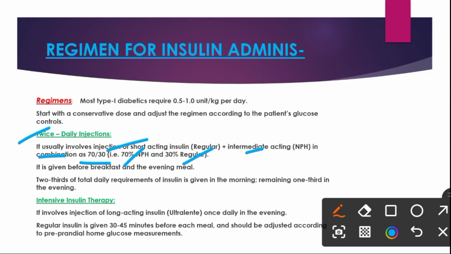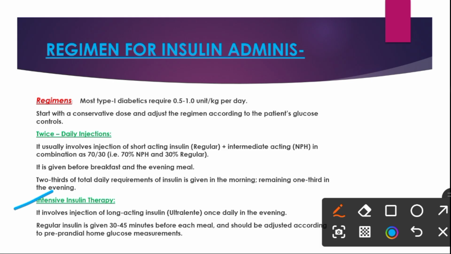And we give this regime before the breakfast, and then before the evening meal, meaning that it is given 2 times a day. And two-thirds of the daily requirement of insulin is given in the morning, and the remaining one-third is given in the evening. And remember, the insulin is given before the breakfast or before the meal.